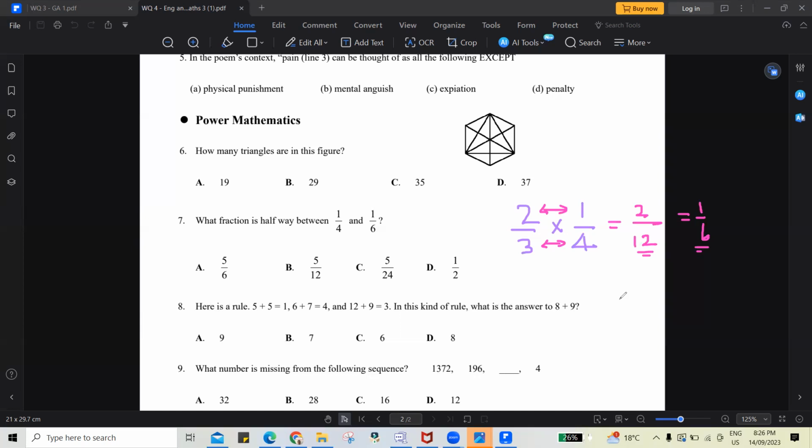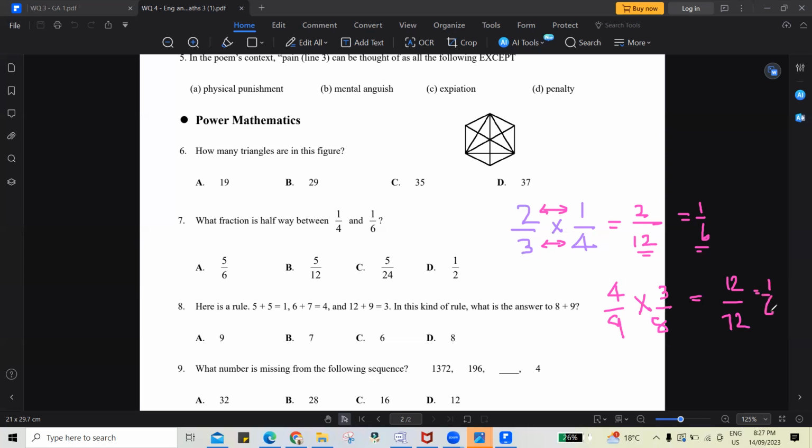Now next one, you do this example. 4 over 9 times 3 over 8. That is multiply. Nice. 4 times 3, 12. 9 times 8, 72. 12 over 72. Then you can simplify to 1/6.